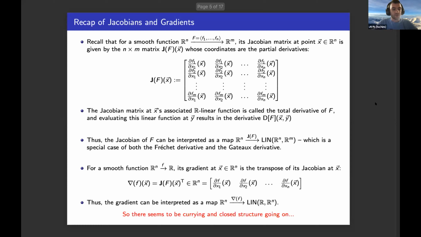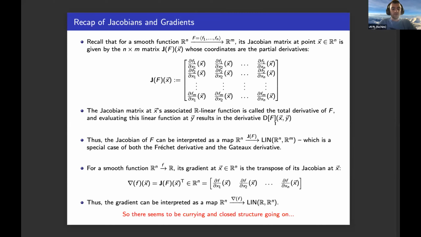So from this point of view, the Jacobian can be interpreted as a map from R^n to the vector space of linear functions between R^n and R^m. And for those of you with a bit of background in analysis, this is how the Jacobian is a special case of both the Fréchet derivative and the Gateaux derivative.